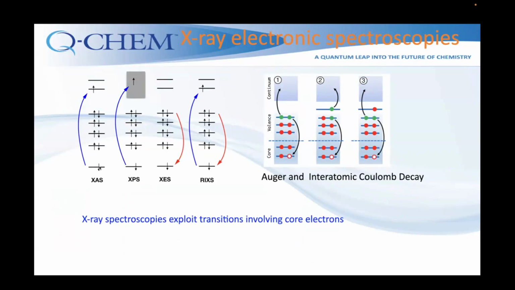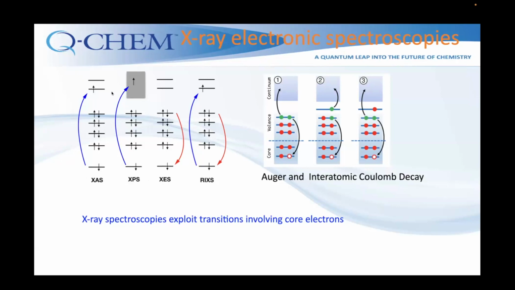We can talk about X-ray absorption, XAS or NEXAFS, where we excite electrons. We can talk about XPS, X-ray photoelectron spectroscopy, when we kick electrons into the continuum. The difference from the valence spectroscopies is just that we use X-rays, and that means that we probe transitions involving core electrons, much deeper electrons in a molecule.